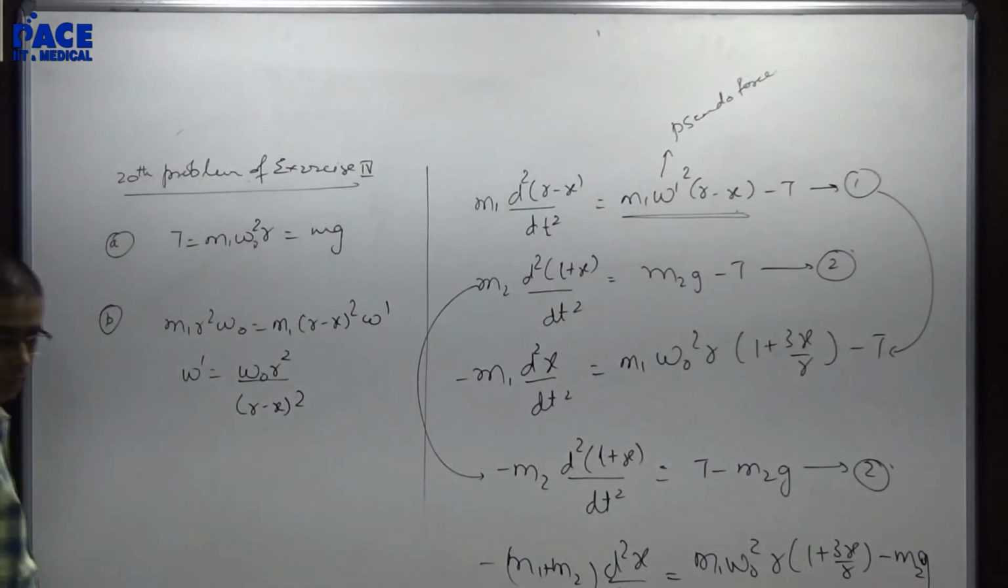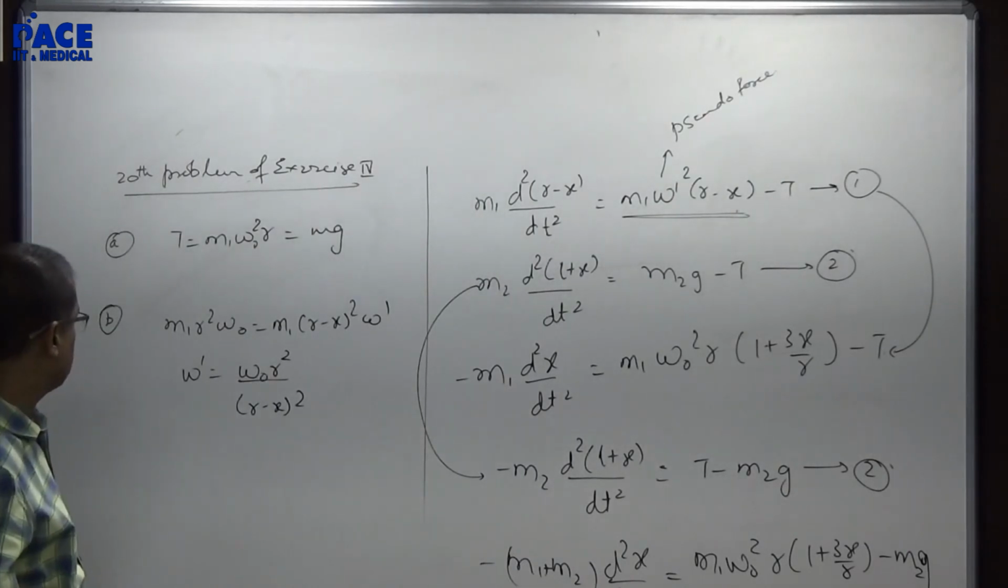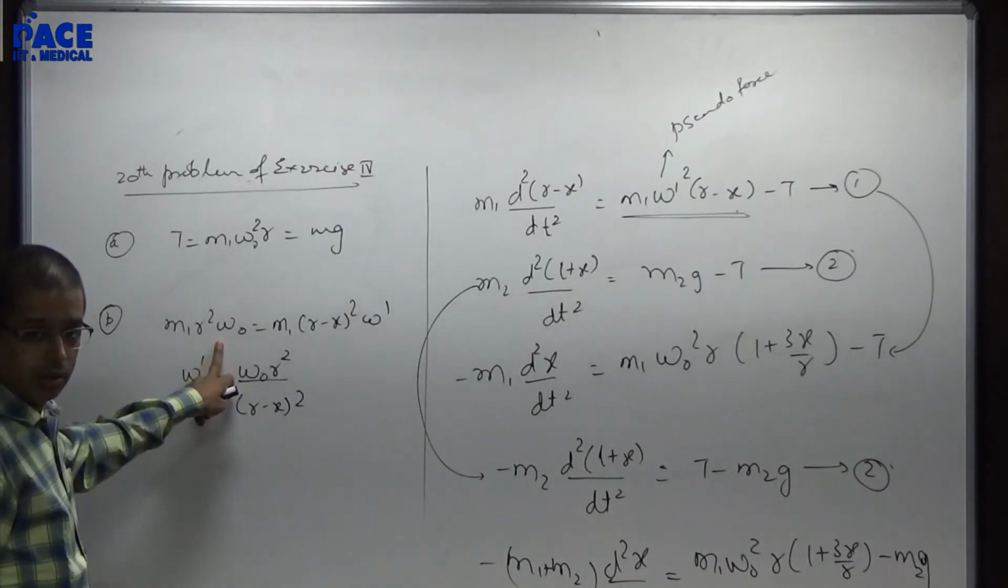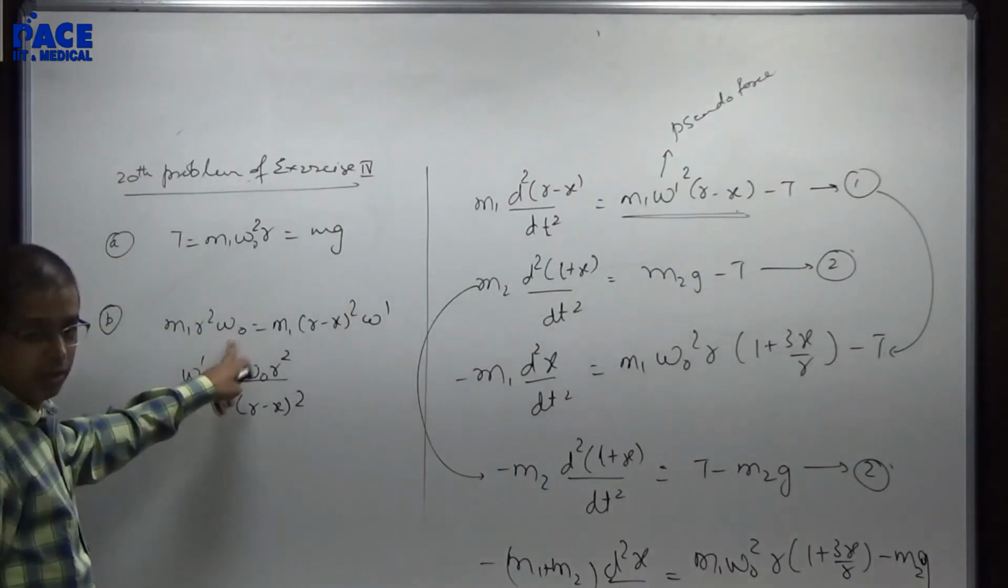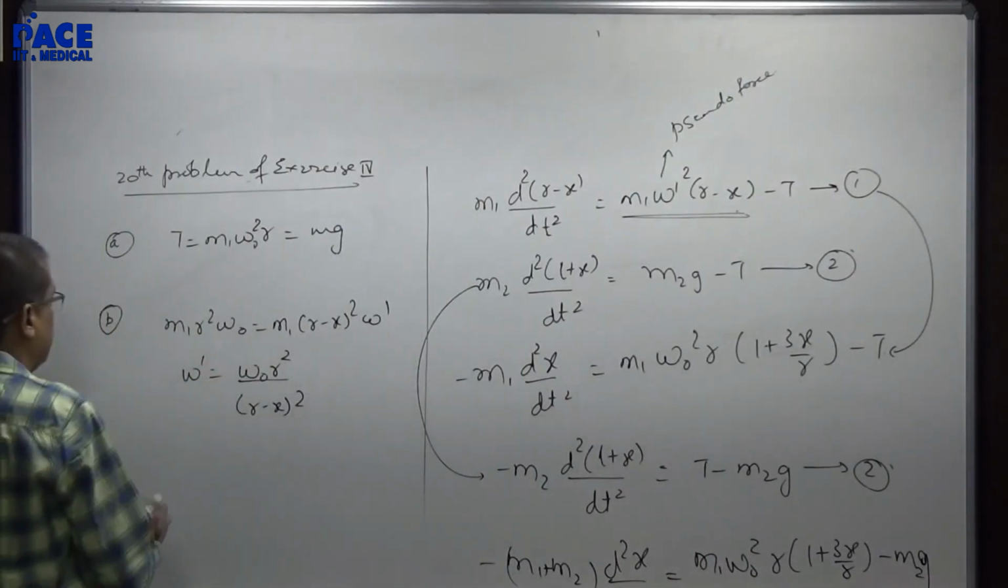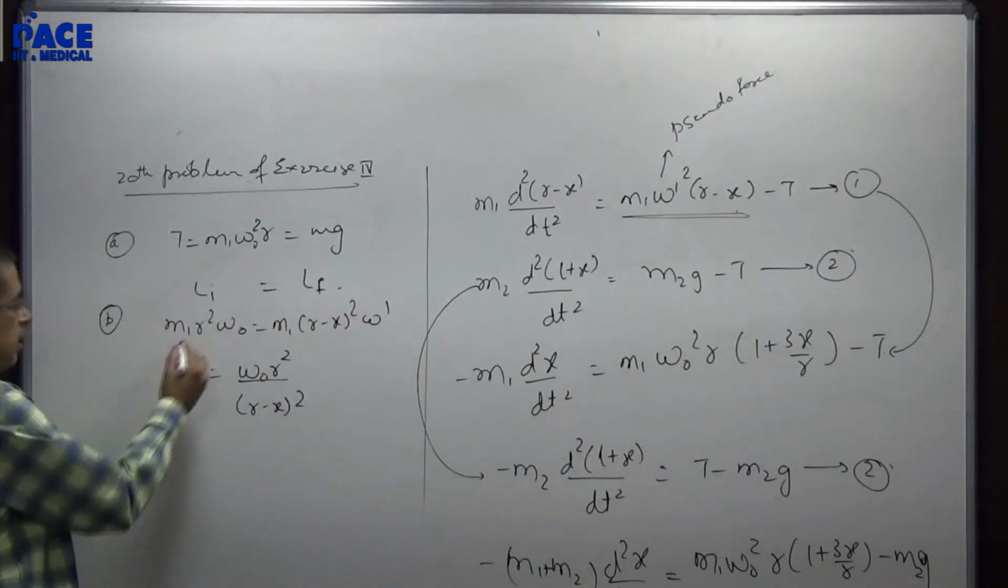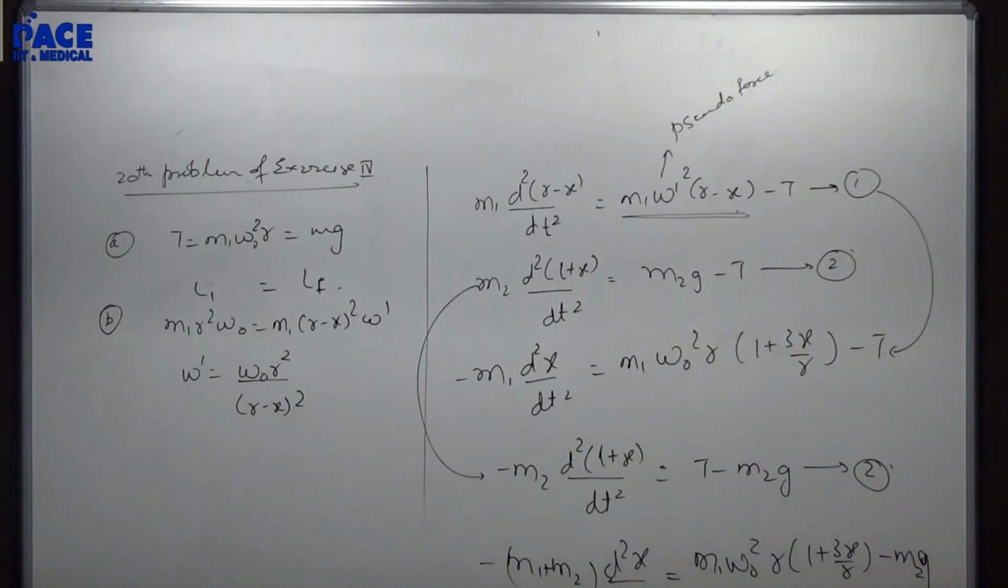So it should be omega square. This one. Yes. This is I1 omega 1 equal to I2 omega 2. Conservation of angular momentum. L initial is equal to L final. L is I omega. I is mr square.